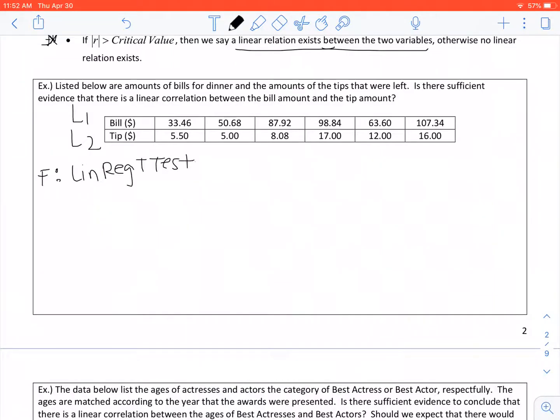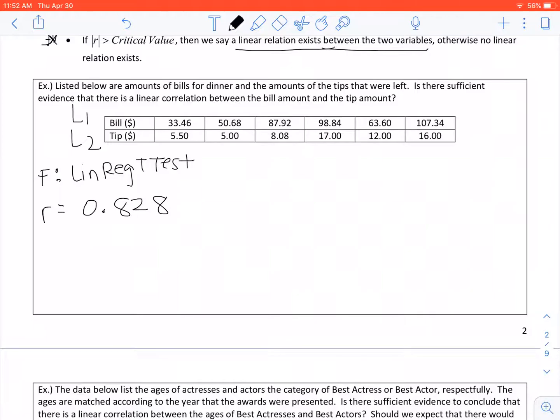And with LinRegTTest, we're going to enter in all the information like we did up above. L1, L2, 1. And when we do this, instead of using the p-value method, because we've dealt with that quite often, I'm going to go ahead and look at r. You might have to scroll down a little bit, but once you get to r, let's round it to 3 decimal places. I'm going to write down, it should be 0.828.